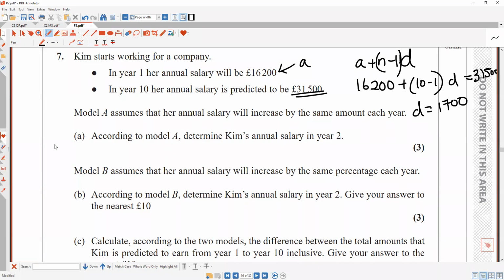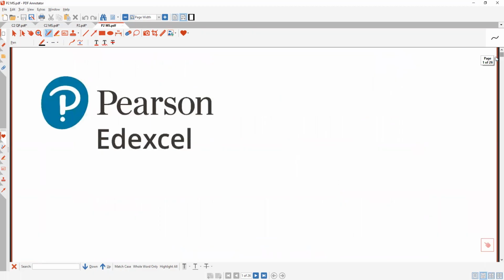1,700. Then after that you add it to your first year salary, how much? 16,200. Then you add 1,700 to it, right? So that will be your salary in year 2. 16,200 plus 1,700. Can I see the mark scheme now? Same paper, P2 mark scheme. Question number 7.